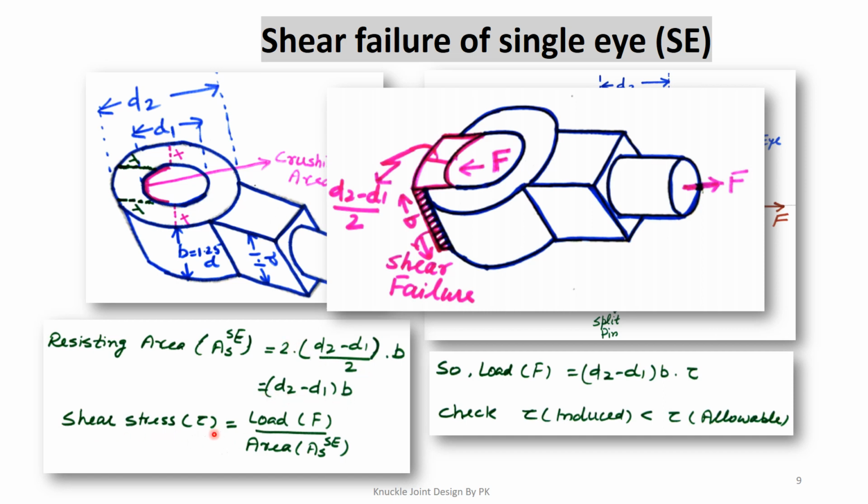So the shear stress should be equal to load divided by shear area. So the load should be equal to shear area multiplied by the shear stress. So the shear area is (D2 minus D1) into B, into tau. So in this equation we know the values of F, D2, D1 and B. From here we find the value of tau induced and check that this tau induced value should be less than the tau allowable value. If this criterion is satisfied, then our design is safe up to here.